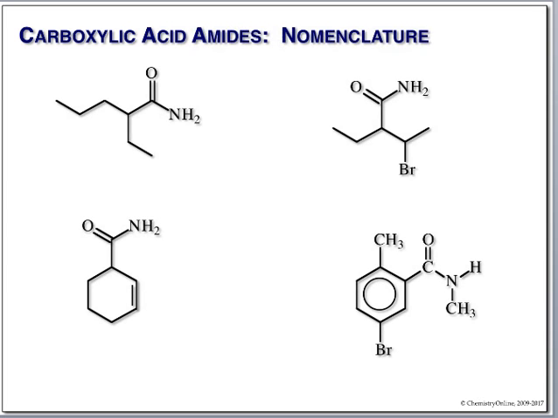Let's do some quick ones. Again, 1, 2, 3, 4, 5, so it's a pentamide with an ethyl group in carbon 2. Over here, we're going to go this way again. Let that be carbon 1. It's going to be 1, 2, 3, 4, so it's a butanamide with an ethyl group in 2, a bromine in carbon 3.